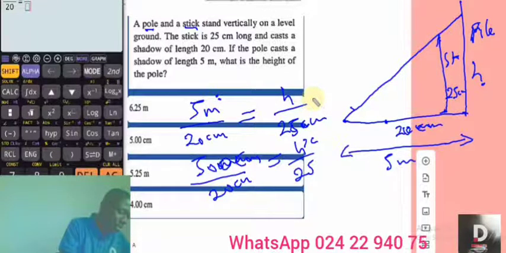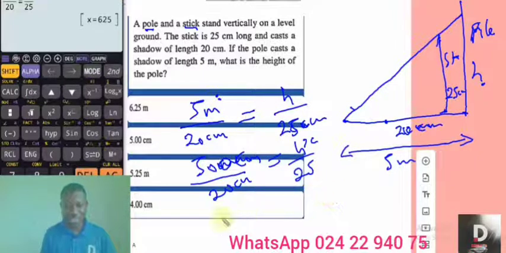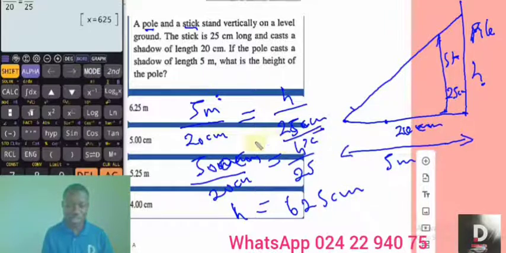Fraction key, 25. When I'm done, I solve it. It's an equation. So, what did I get? H is equal to, which is the height, is what? 625 centimeters, because we are using centimeters in the calculation.